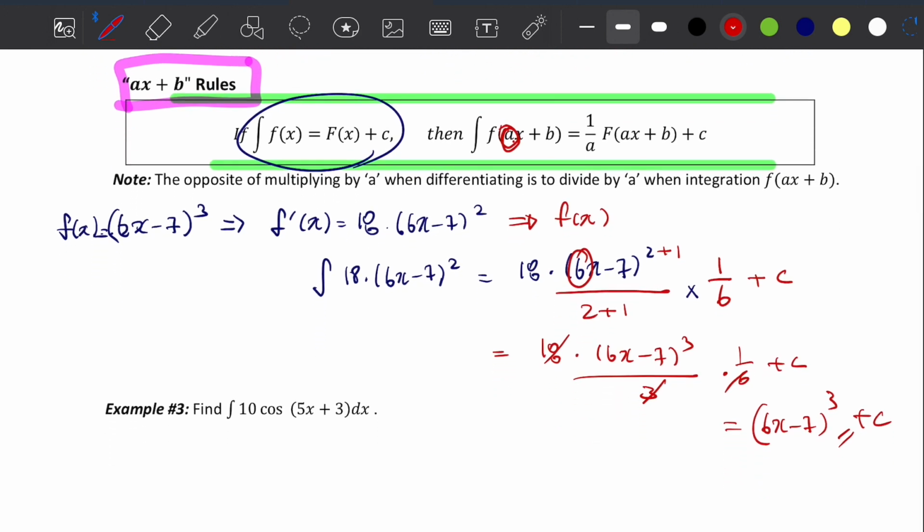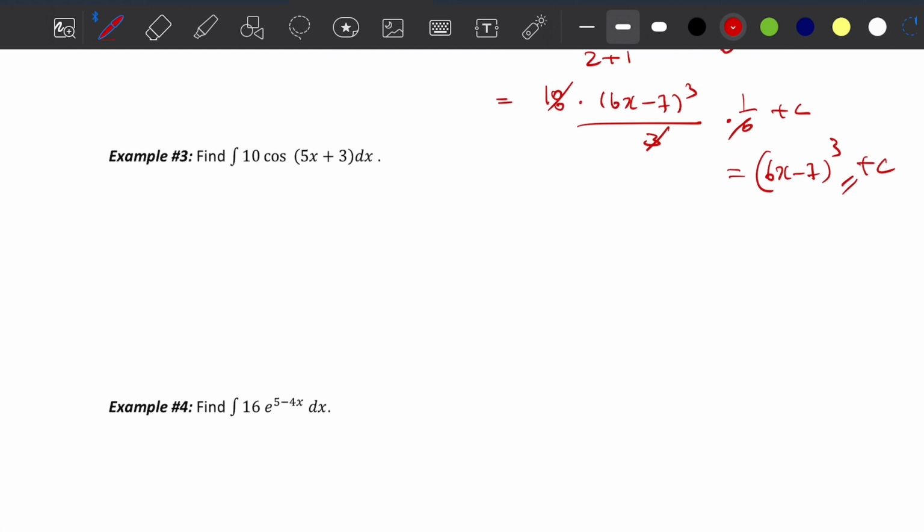Okay, then let's try example 3. We would like to integrate 10 times cosine of 5x plus 3, right? We know that this function has an outer function and an inside function. So this is the composite function case, a function inside of a function. So what we need to do is first integrate the outer function. So the cosine becomes the sine function, right? So sine of 5x plus 3.